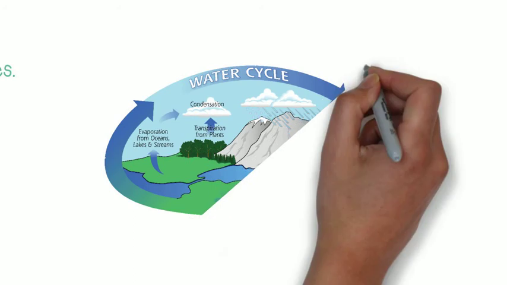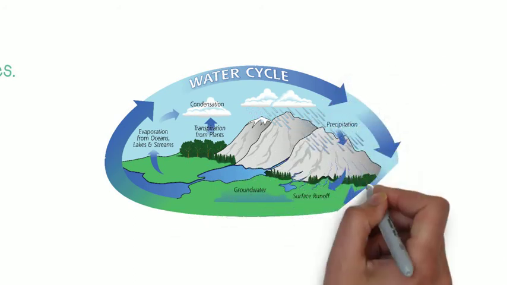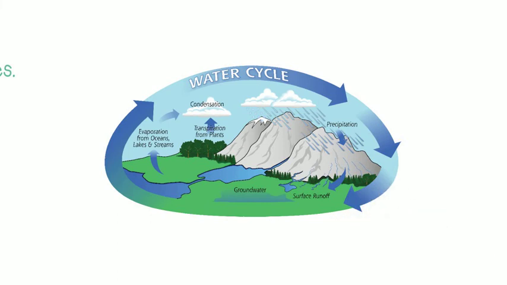Animals play a part in the water cycle too. They drink water and excrete its waste. Extra water in the soil may drain downward and become groundwater.